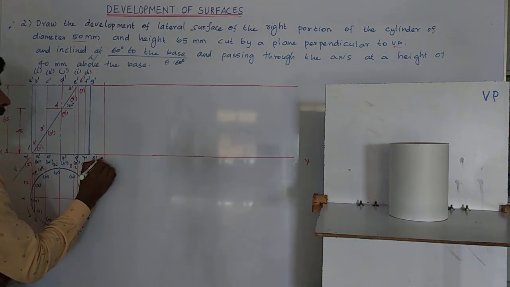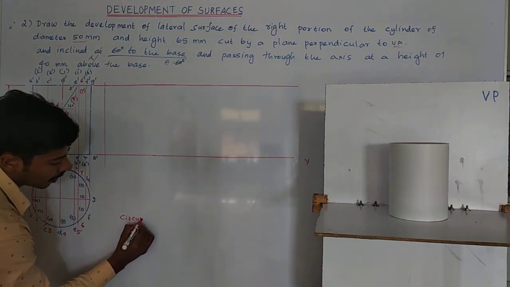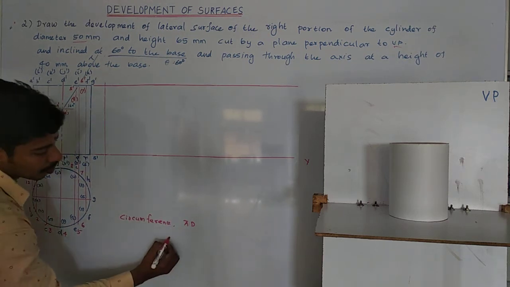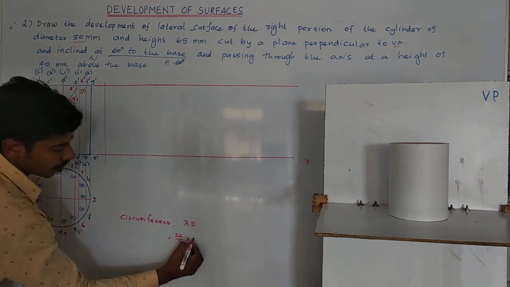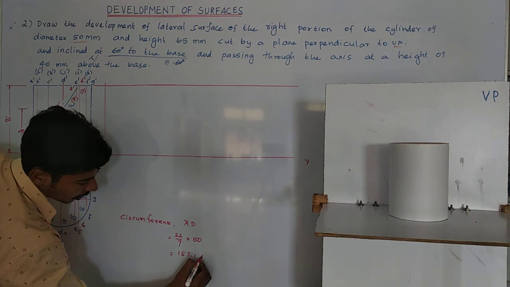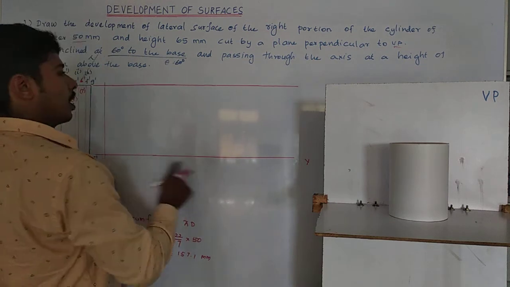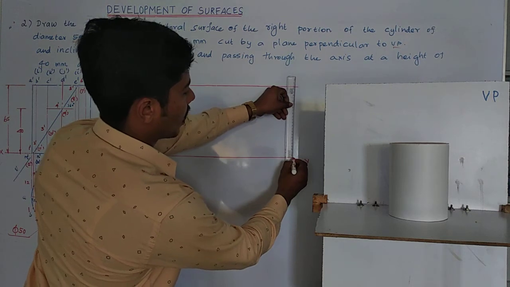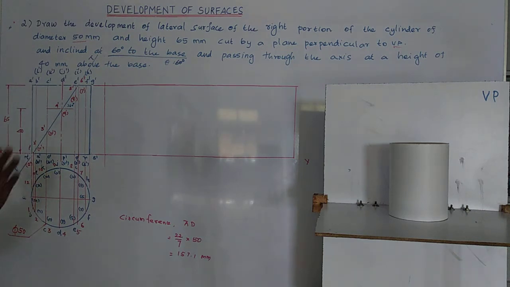Then from here I mark the circumference of the circle. Circumference of the circle is pi d, isn't it? So pi means 22 by 7 into diameter value is 50. So we will get 157.1 millimeter is the circumference of the circle. So I mark 157.5 here. Okay, measure 157 and mark another edge over here. So this is the development.